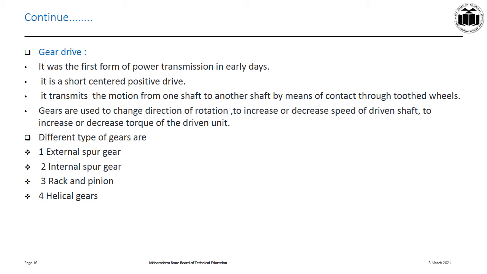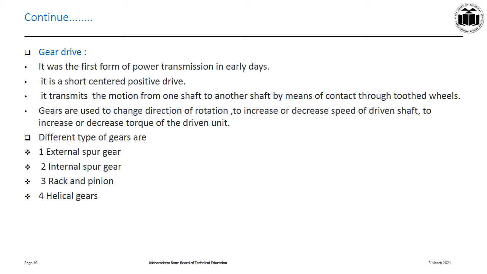Gear drive is also one of them, and it was the first form of power transmission in the early days. It is a short-centered positive drive, and it transmits motion from one shaft to another by means of contact through toothed wheels. Gears are used to change the direction of rotation, to increase or decrease the speed of the driven shaft, and to increase or decrease the torque of the driven unit.